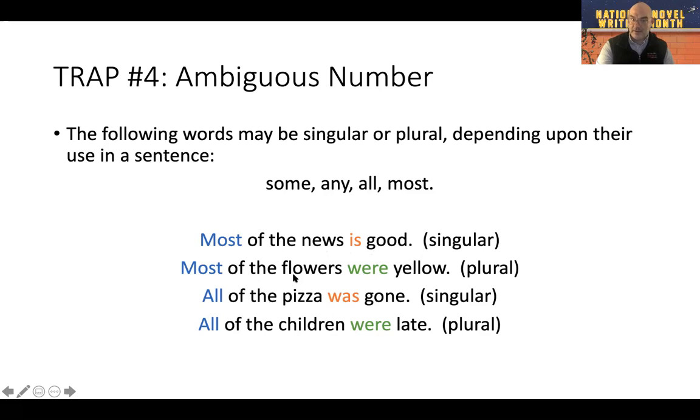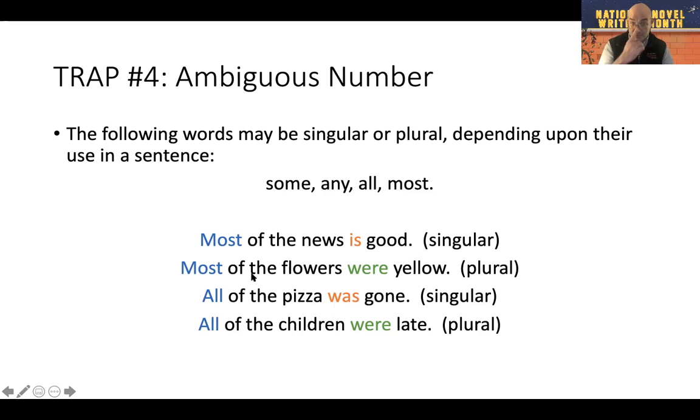Flowers, on the other hand, is plural, okay? So you have a bunch of flowers, that's a plural thing. So most of something plural, you need a plural verb to go with it. So you'd say most of the flowers were yellow. And same thing with pizza, children. All of the pizza was gone. So pizza is a singular thing. So we take a singular verb. All of the children, however, well, children is plural.